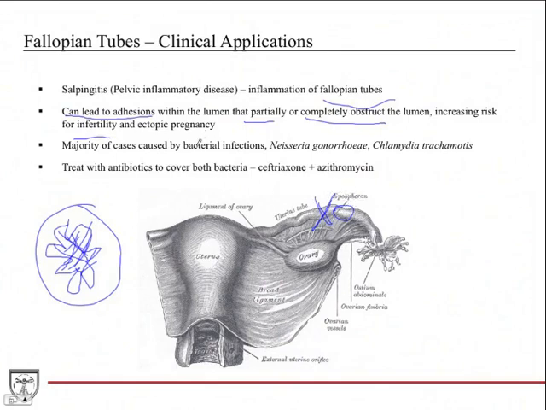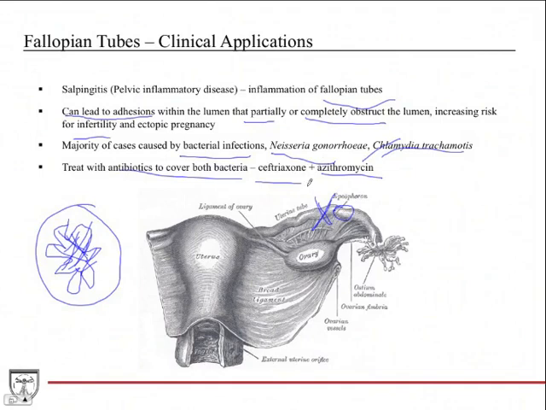Now, the majority of pelvic inflammatory disease is caused by bacterial infections. It's usually one of two bacteria, Neisseria gonorrhoeae or Chlamydia trachomatis. When you treat these patients, you treat them with antibiotics to cover both, because you don't necessarily know which one it is. So you give ceftriaxone for Neisseria and azithromycin for Chlamydia.